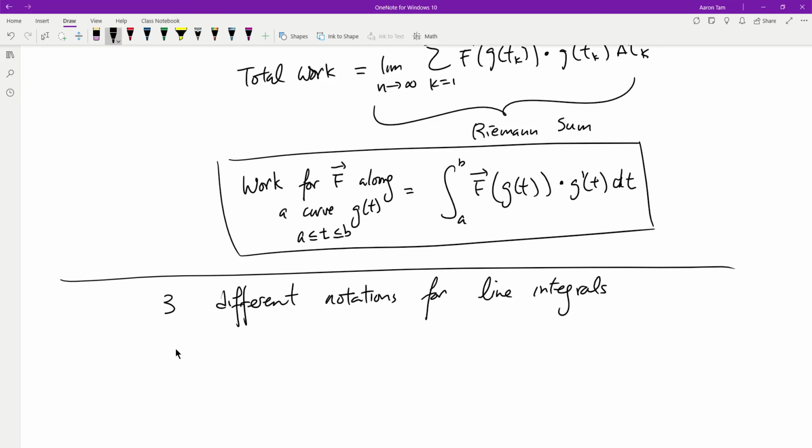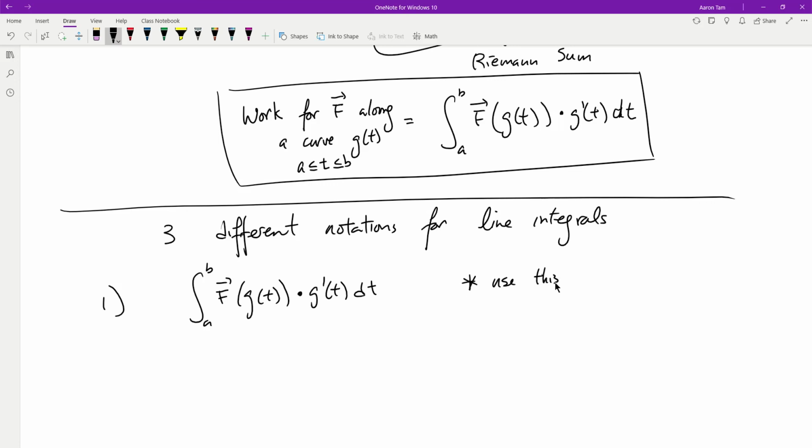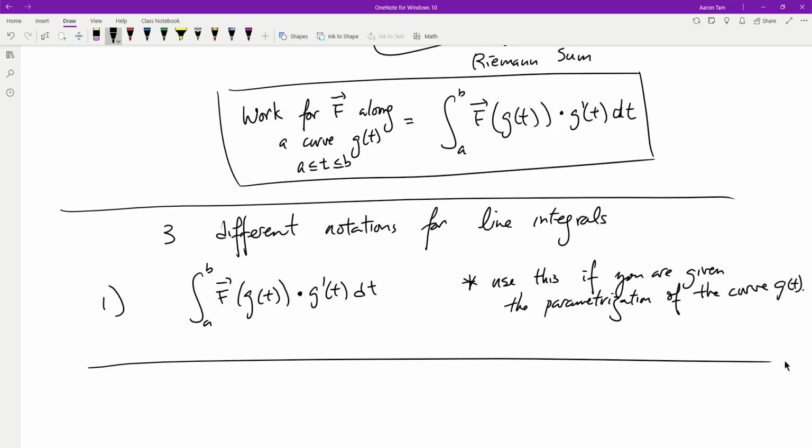Okay, let me show you. Our first notation is this one, which is the first introduction to what a line integral is. And this is perfect. Use this if you are given the parameterization of the curve, which is g of t. So you have g of t. This is probably the default formula you want to use.